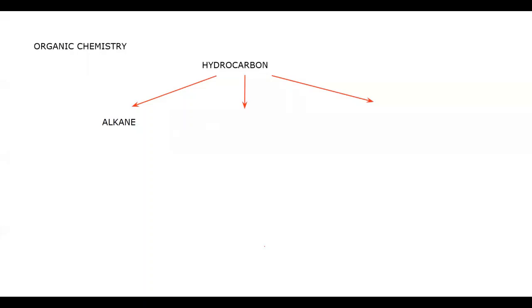Alkene, they have a double bond, and alkyne, between carbon and carbon, there's a triple bond. If throughout the chain there's a single bond, we call it alkane. If within the chain there is a presence of a double bond, we call it alkene. And if within the chain there's a presence of a triple bond, we call it alkyne.